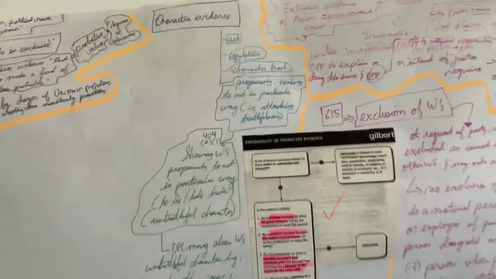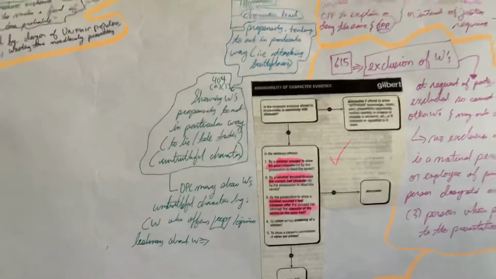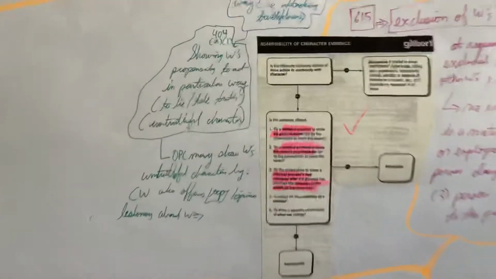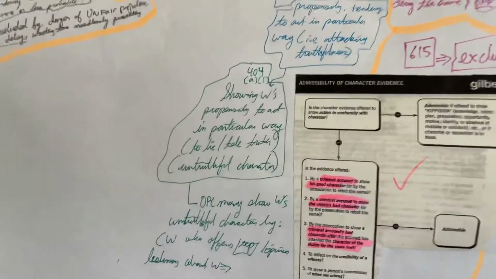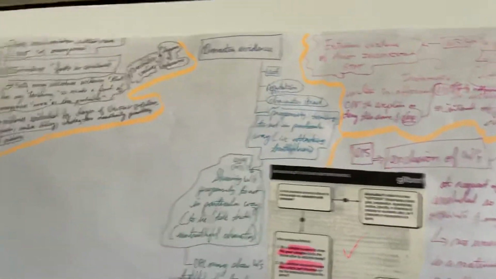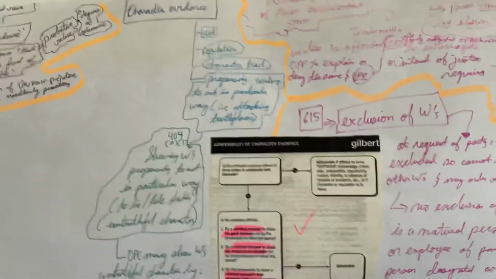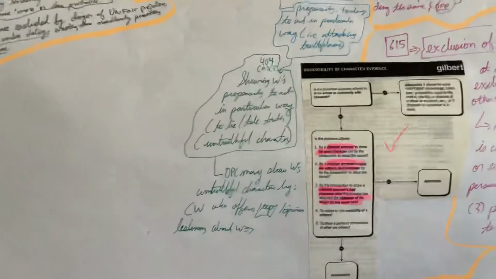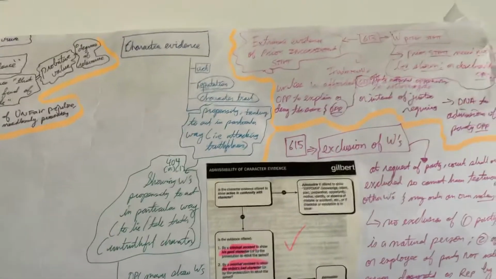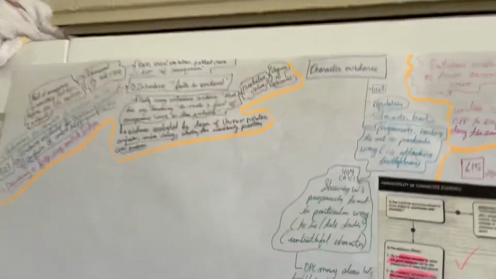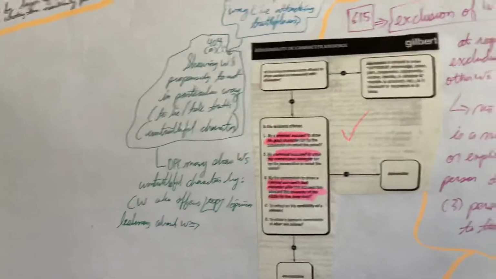The state calls a witness who testifies that student A is aggressive and prone to violence. That is inadmissible because the defendant hasn't yet opened the door. The defendant has to be the one to first open the door. But if the defendant, student A, calls a witness testifying that he is gentle and nonviolent, that is admissible. Then on rebuttal, the state can call that same witness to testify that student A is aggressive and prone to violence. So remember, we have to wait until the defendant opens that door for the state to rebut.